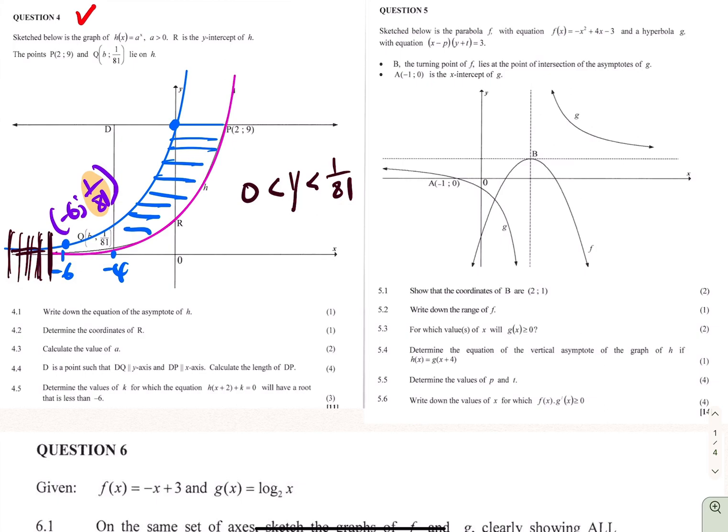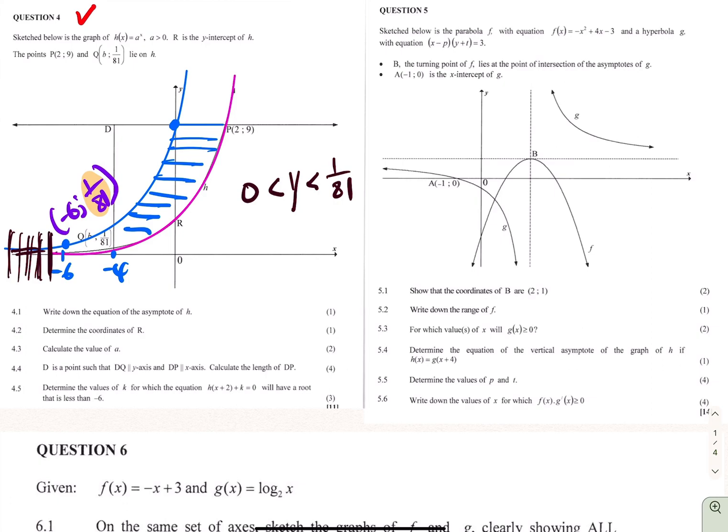It's really easy, I don't want to lie. So here they are really giving you a parabola and a hyperbola, and I think by now you guys should be knowing what is happening about parabola and hyperbola. It's just that you need to have questions. They are saying sketched below is the parabola f. So f is a parabola. You can somehow sketch that situation. So that is your f with the equation. They even give you the equation. That means it's really easy. And hyperbola g with the equation, so g is given by (x minus p)(y plus t) equals 3.